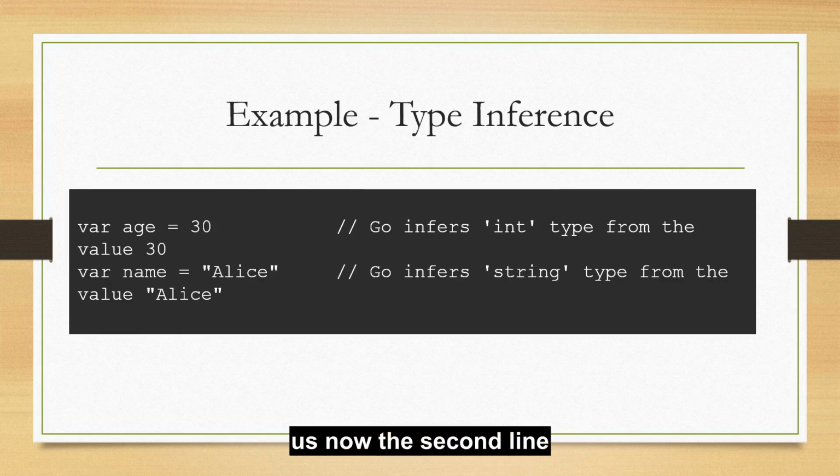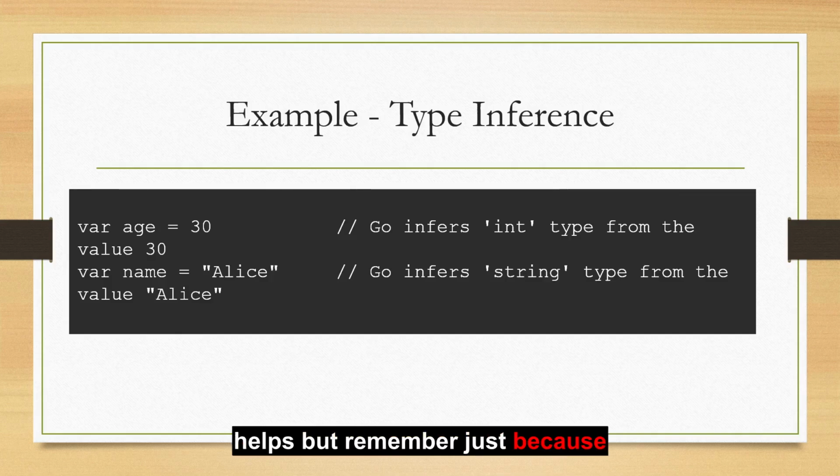Now the second line, where name equals Alice, same idea here. We did not say it's a string, but because we have used double quotes and the value is text, Go understands, hey, this is a string. So why does this matter? When you are coding, especially on a real project or during interviews, writing cleaner and shorter code really helps.